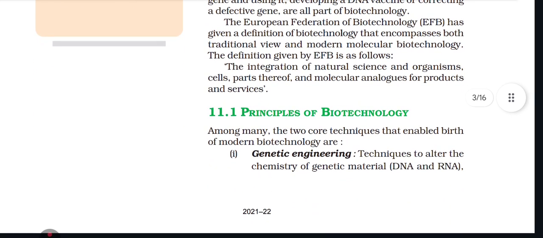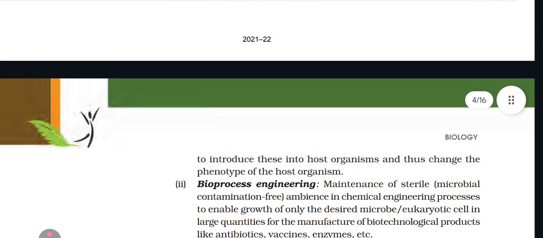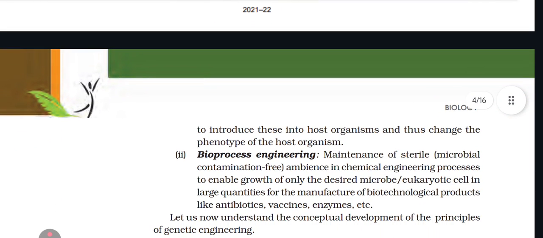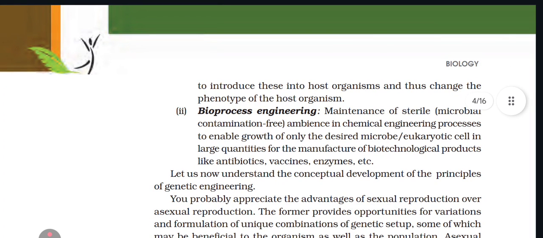Principles of biotechnology. Among many, the two core techniques that enabled birth of modern biotechnology are genetic engineering: techniques to alter the chemistry of genetic material, DNA and RNA, to introduce this into host organisms and thus change the phenotype of the host organism. And bioprocess engineering: maintenance of sterile, microbial contamination-free ambience in chemical engineering processes to enable growth of only the desired microbe/eukaryotic cell in large quantities for the manufacture of biotechnological products like antibiotics, vaccines, enzymes, etc.